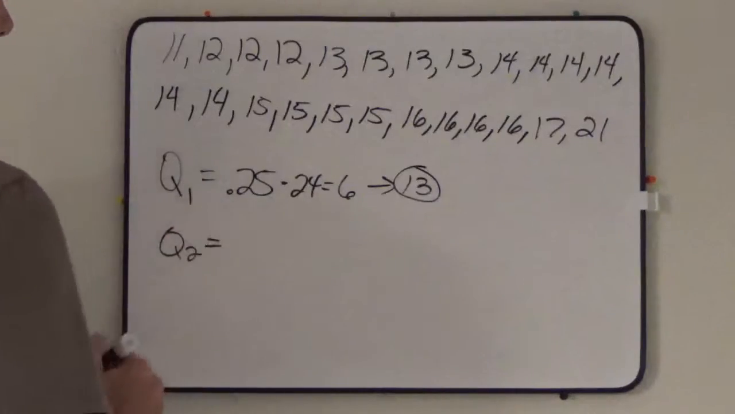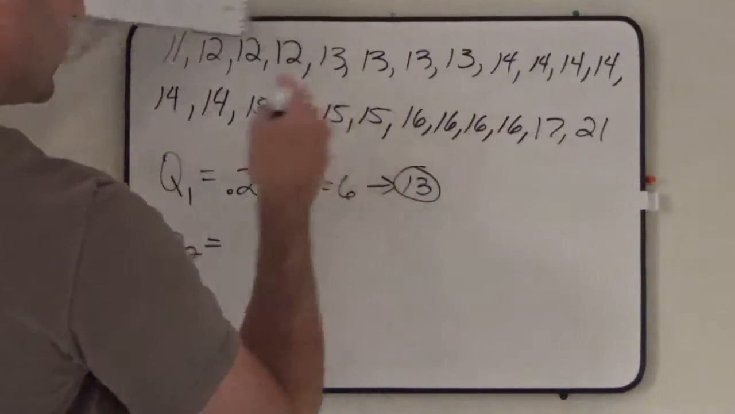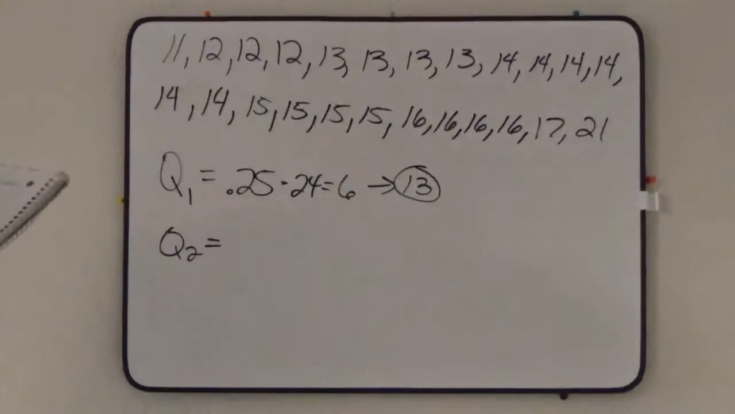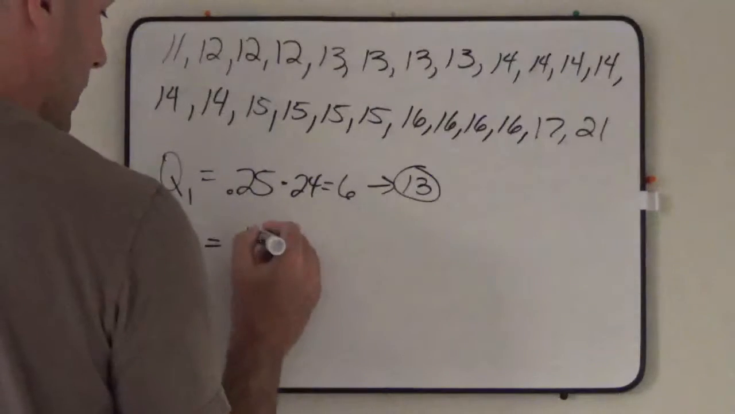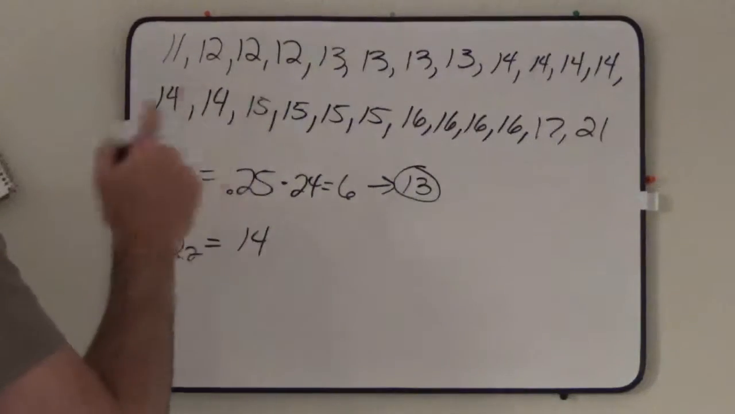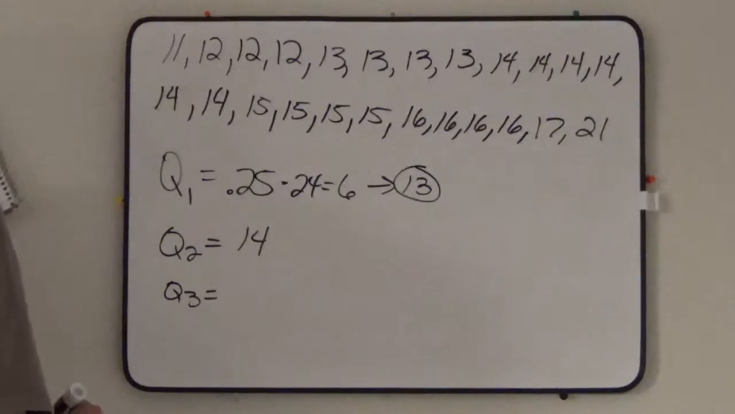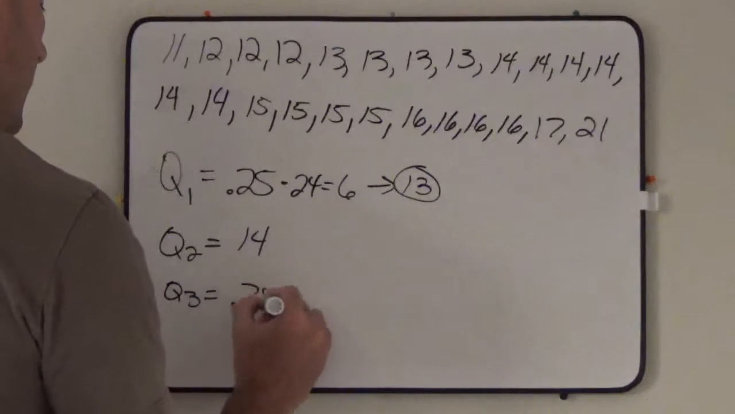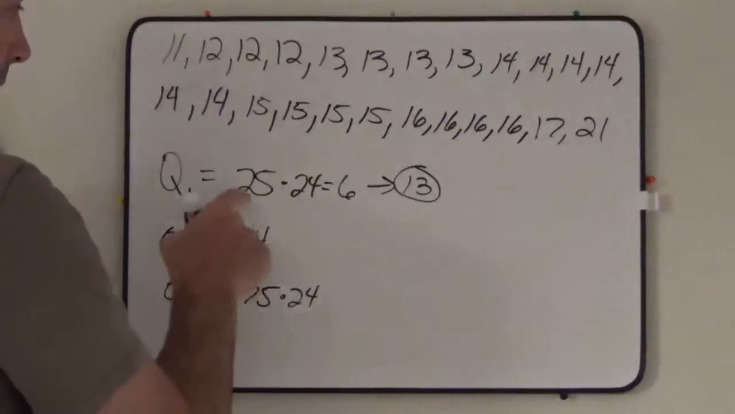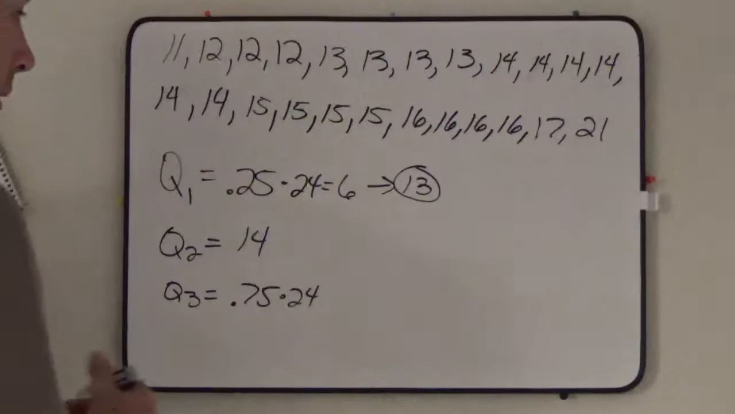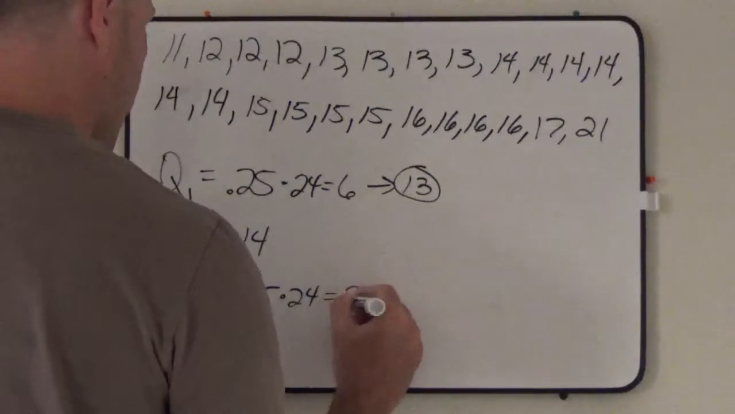Quartile 2, again, it breaks it down to where I start on each side and I slowly make my way to the center points. In this case, my center point is 14, so that is 14. It's already in order, you can test it out yourself. Quartile 3 is 0.75 times 24. Remember, 24 is the amount of numbers there are. 0.75 is 75% of the way, basically.